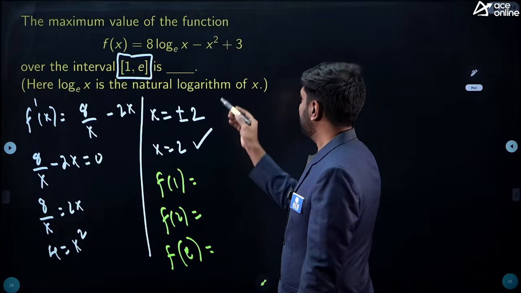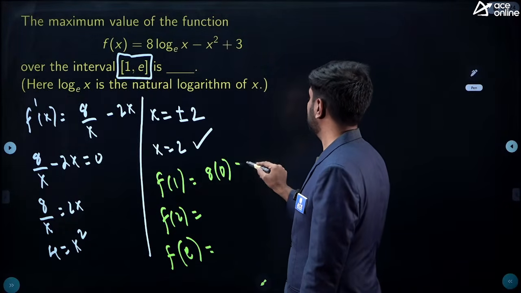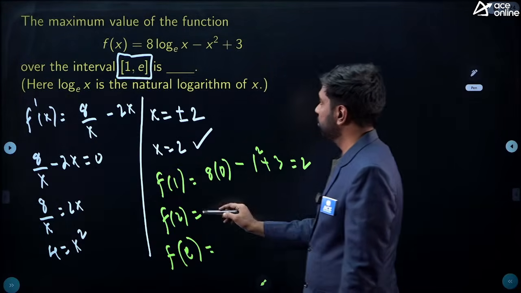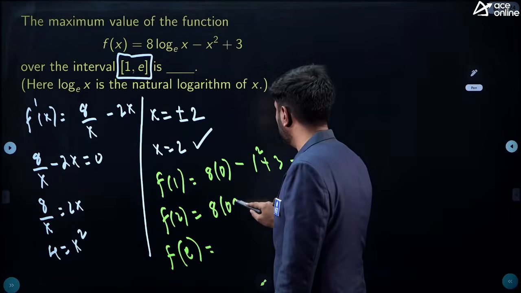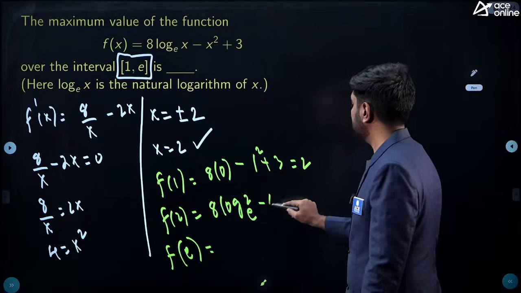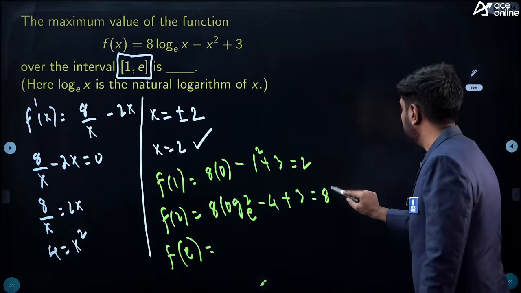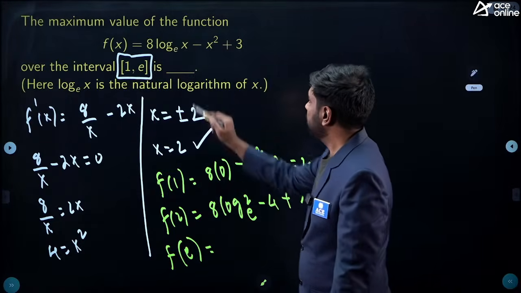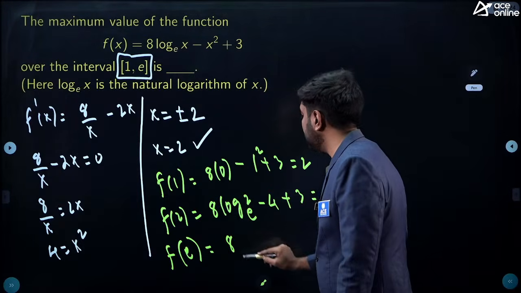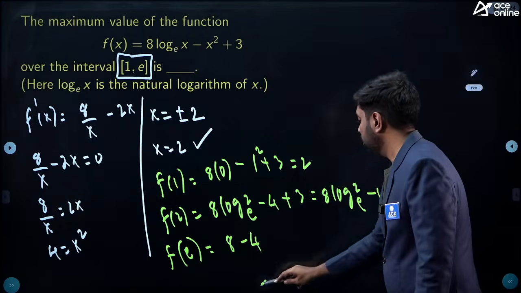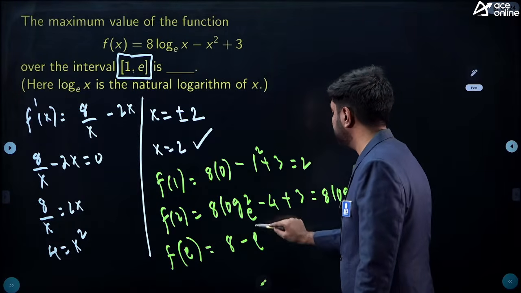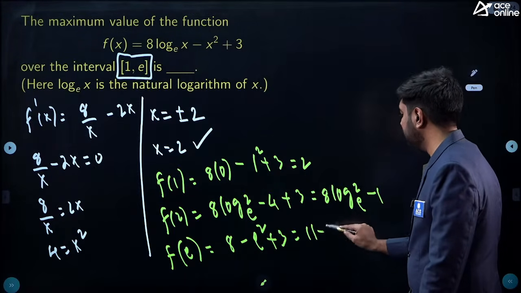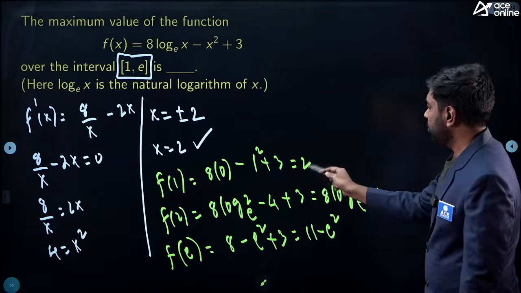What is f of 1? Log 1 is 0. So 8 into 0 minus 1 square plus 3. This is 0, 3 minus 1 is 2. F of 2: 8 log 2 to the base e minus 4 plus 3. This is 8 log 2 to the base e minus 1. F of e: log e to the base e is 1. So this is 8 minus e square, and then plus 3. So this will be 11 minus e square. Anyway, I know this as 2.